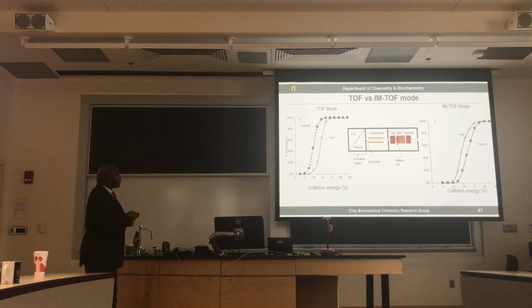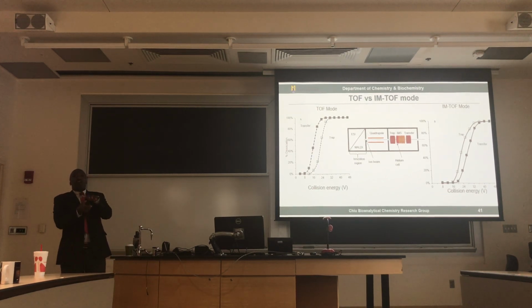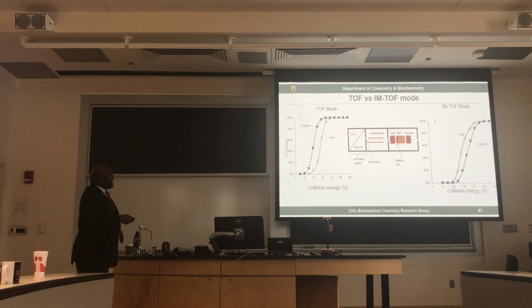But when you turn it into TOF mode, then the ion mobility cell acts as an ion guide. And remember, there are RF voltages, radio frequency voltages, that keep the ions moving. So as the ion travels in the ion mobility cell, it picks up energy along a distance, like for example from here all the way to the transfer. So it will pick up more energy in terms of potential difference than it would if it was traveling just to the trap. So that's the reason why you see the difference between the trap and the transfer.